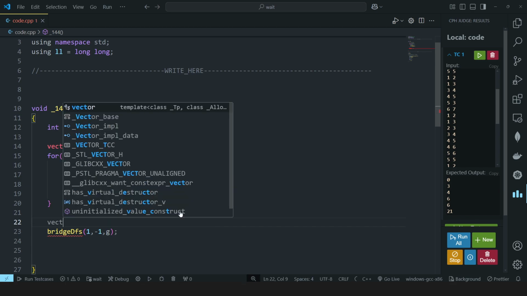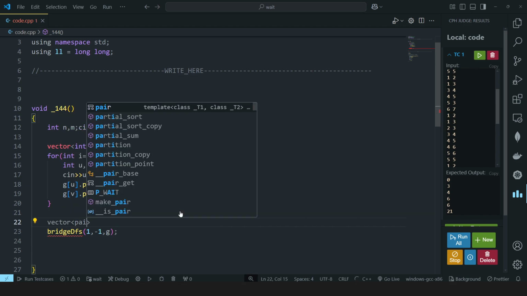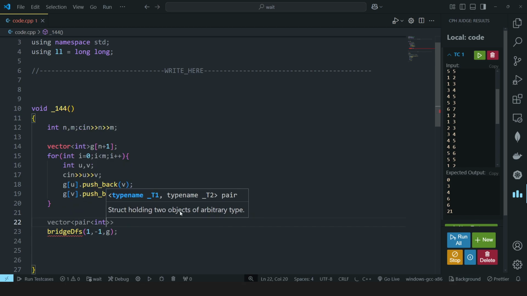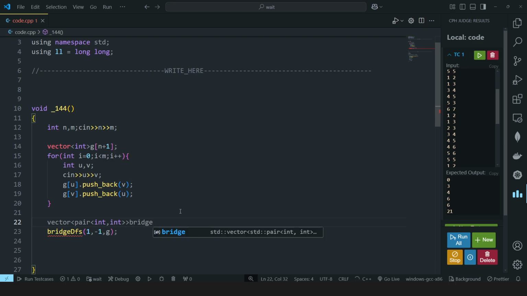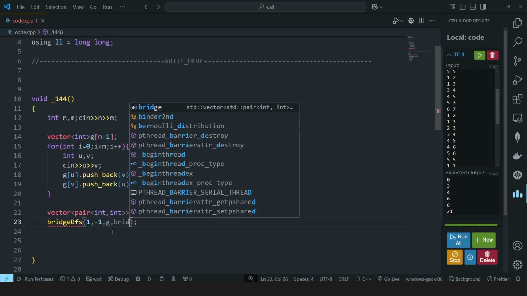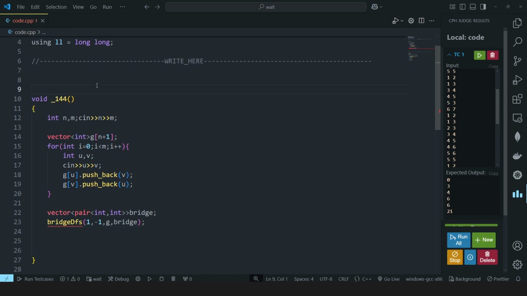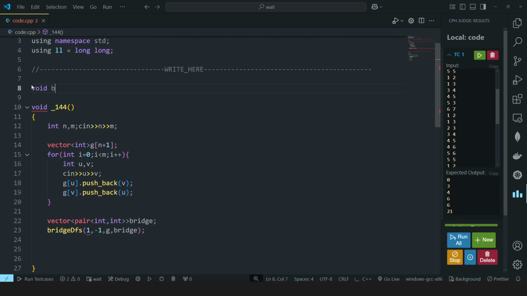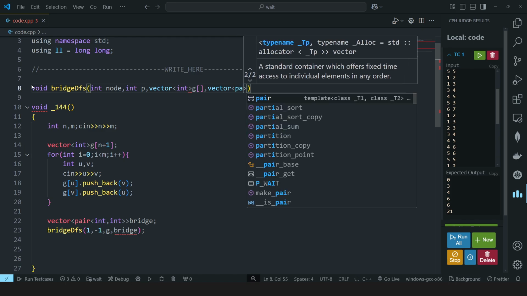Since the bridge consists of two integers, we'll store them in a vector of pairs, so let me name it bridge. We will also pass this bridge here as a parameter, and now I think I should write the function. This will be void type only. The first parameter is a node, the second one is the parent, and the third one is the adjacency list. We'll also store the result in a vector, as I said, which is a pair actually.